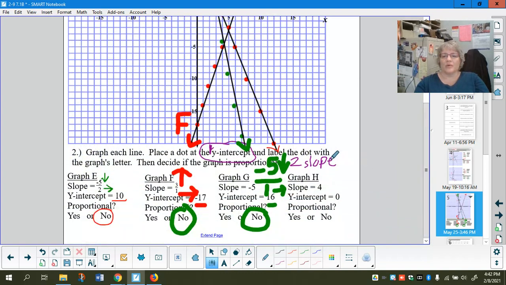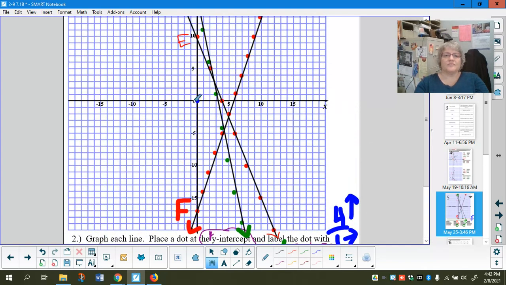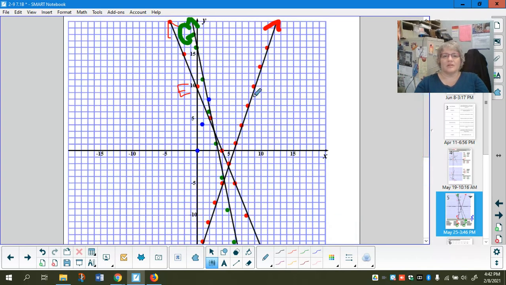Well, what does 4 mean? It means 4 over 1. Rise 4, run 1. Rise 4, run 1. By the way, if you are one of those people like me who has trouble drawing a straight line, using the slope to help you really does help because it gives you lots more dots to connect with a straight line.